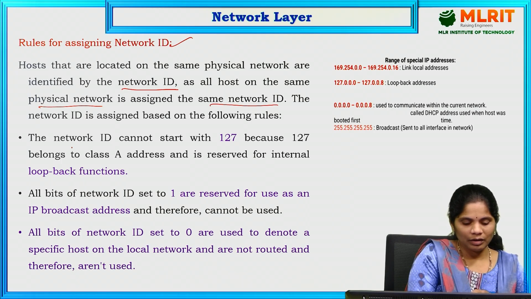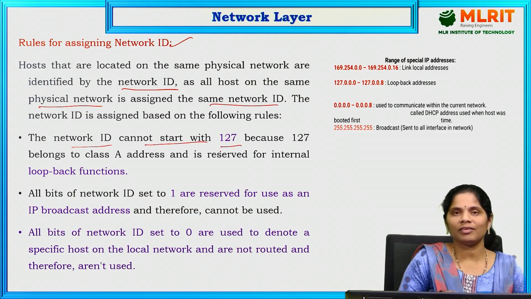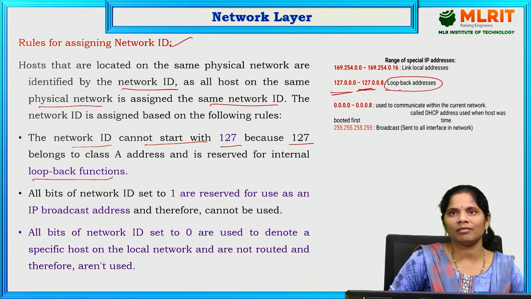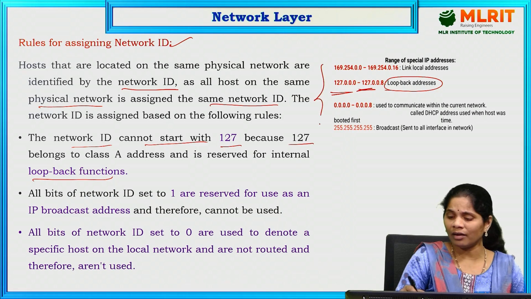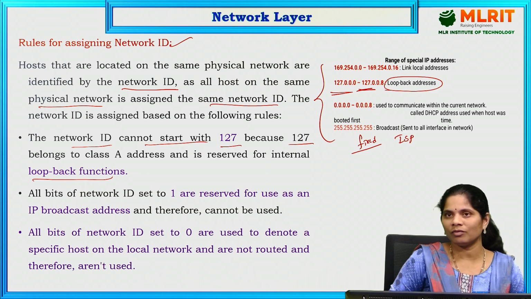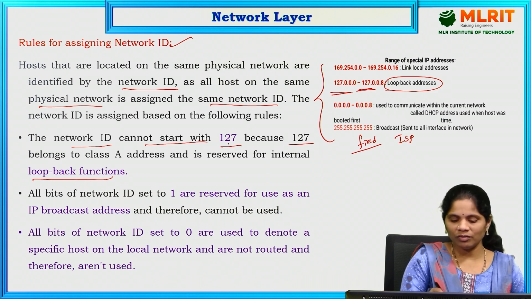So network ID cannot start with 127, because 127 is for the loopback function. We already said 127 is the loopback address. These are specific, fixed addresses that we can't use. These are provided by the internet service provider, and they are fixed ones. So we are not using 127.